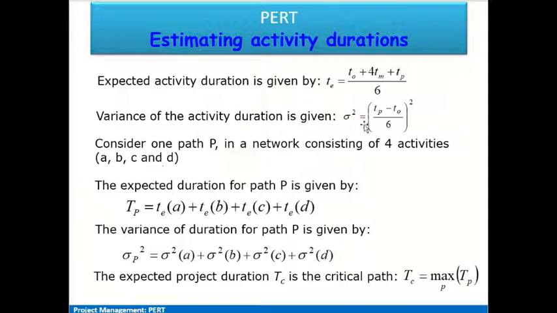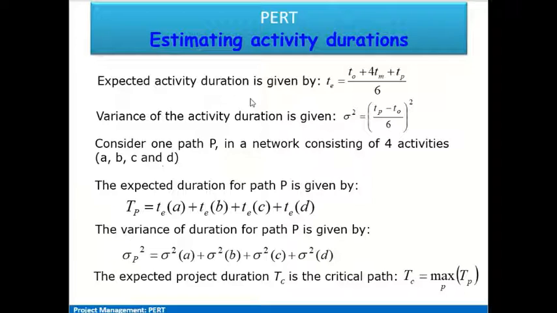Now corresponding to this activity duration, we have the variance, which is the square of the standard deviation. Since we are dealing with statistics, probability, and uncertainty, which often comes associated with probabilistic estimations, we have various measures of statistics like the standard deviation, and the square of the standard deviation is known as the variance, and that is given by this particular formula: the pessimistic time minus the optimistic time divided by 6, and if you square that, then you get the variance of the activity duration.